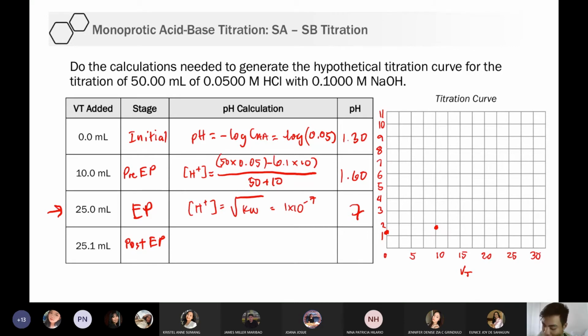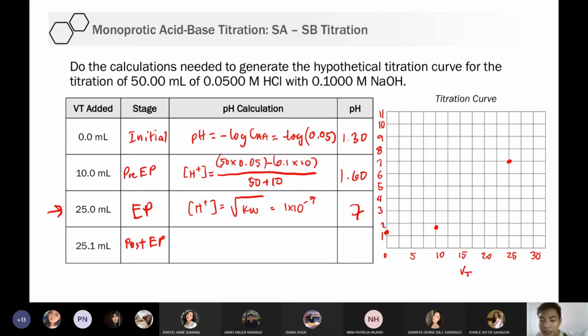Okay, so at 25 ml, dito na yung ating curve. Okay, so yun na siya. And yun, malapit na tayo matapos. At post-equivalence point, lagpas tayo ng 0.1 ml. So magbabago yung equation na gagamitin natin. So what is the equation that needs to be used?